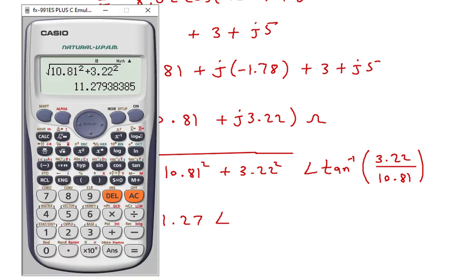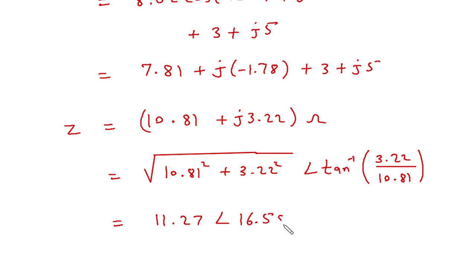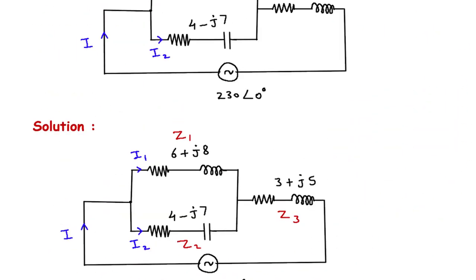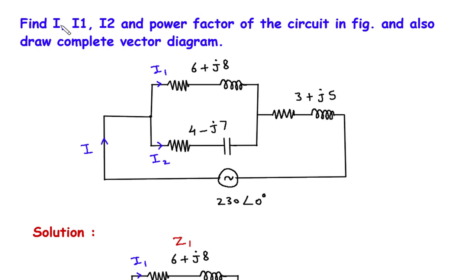11.27 at an angle of tan inverse of 3.22 divided by 10.81, which is 16.58. So this is the value of Z in polar form: 11.27 at an angle of 16.58 degree, and its unit will be ohm. Now what we have to find? We have to find the value of current I.